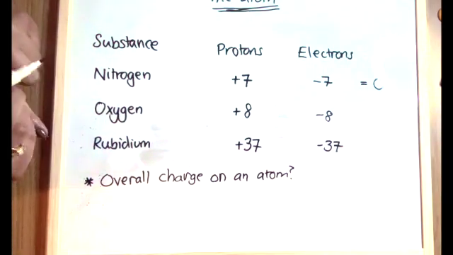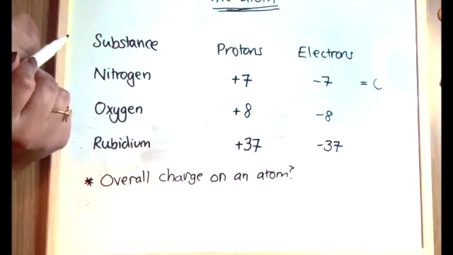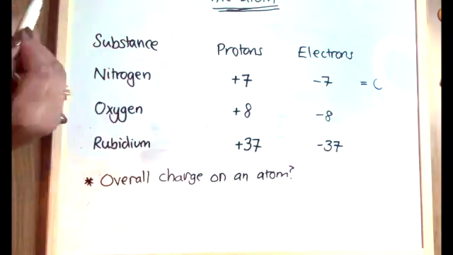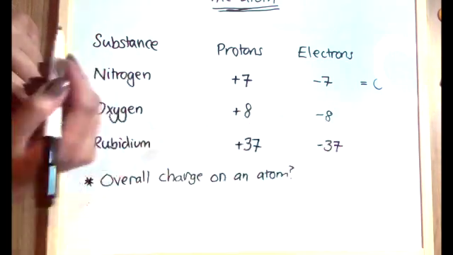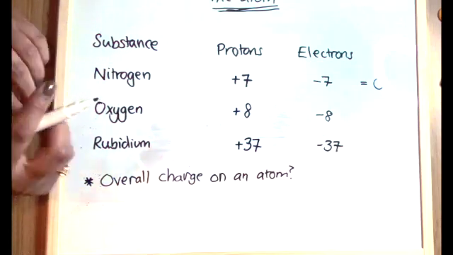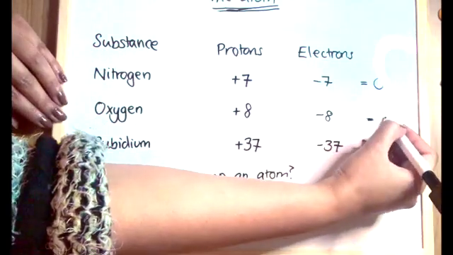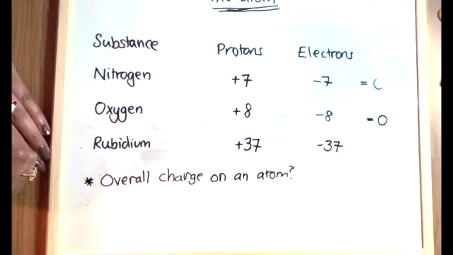If I look at my oxygen, I've got 8 positive subatomic particles. I've got 8 negative subatomic particles. So my +8 and my -8 cancel each other out. The protons and electrons are the same, so they cancel each other out again, and we have 0 charge again. And then the same goes for the rubidium.